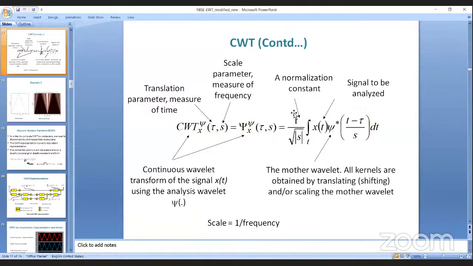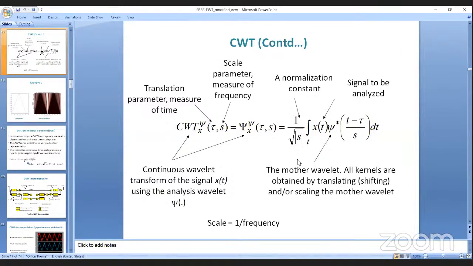We introduce this normalization constant in the daughter wavelet, and that helps us to have a uniform nature of these basis functions. Whatever the daughter wavelets, their energy is similar to the energy of the mother wavelet. So each daughter wavelet also can be used as a mother wavelet. That is, we have a big library where you have a lot of flexibility, a lot of scales, a lot of shifting parameters.